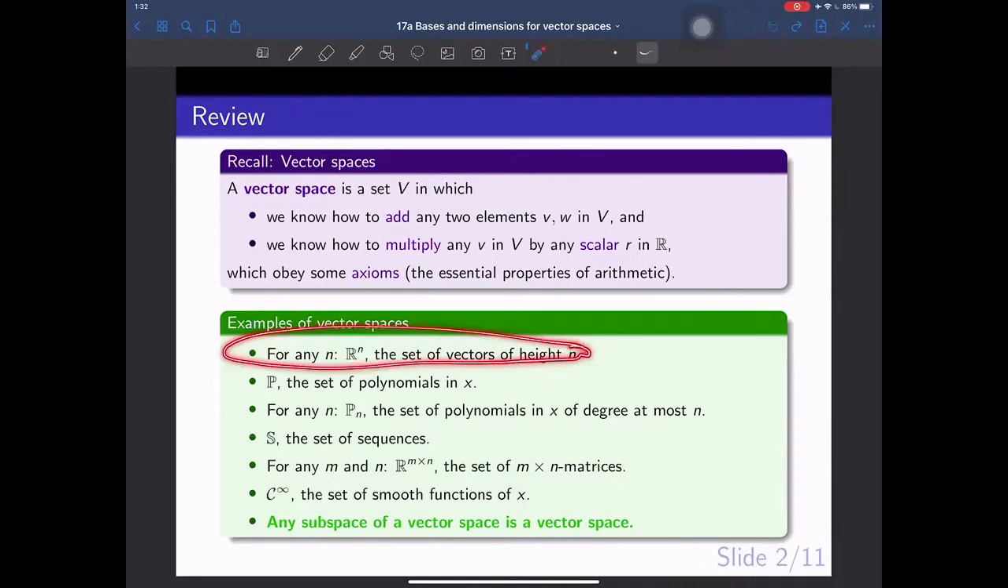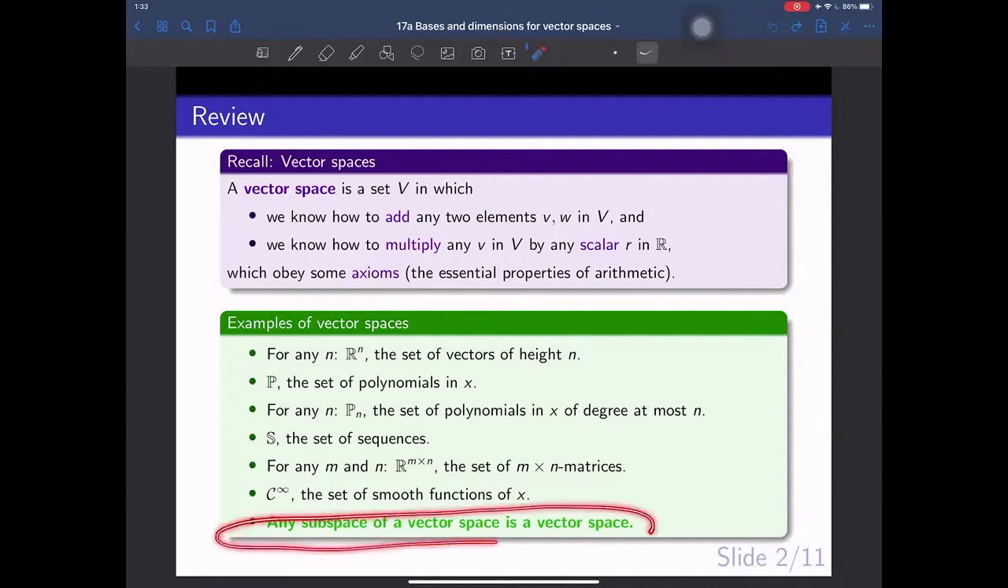This is the vector space we have been working with most of the semester. We've also seen that the set of polynomials forms a vector space, and also the set of polynomials of degree at most n for any number n. The set of sequences is also a vector space, and then the set of matrices of the same size is a vector space, and the set of smooth functions form a vector space. And also the easiest way to build a new vector space is to take a subspace of a vector space.